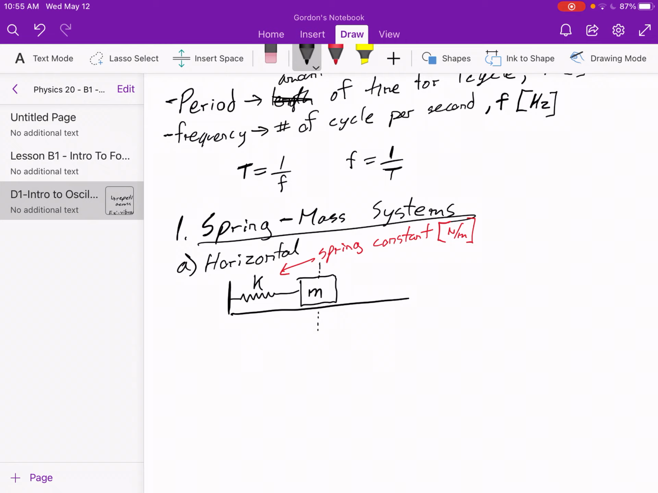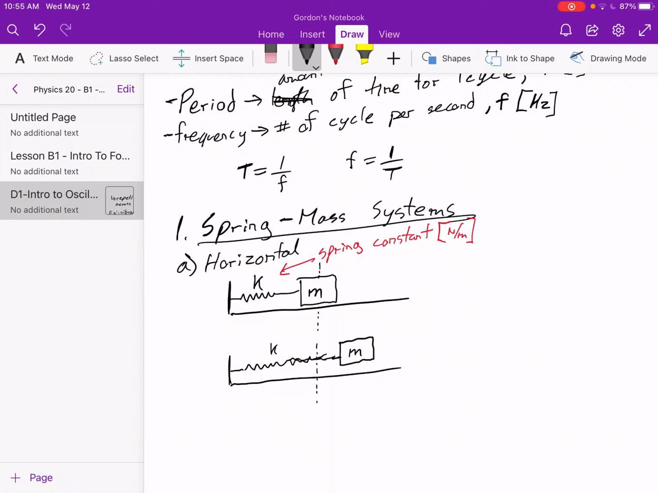So, like we said, once we let go of this system, it's just going to stay at its equilibrium point. So this is the position that it naturally comes to rest at. Well, what happens if we stretch the spring out? So let's say we've stretched the spring out here, and our mass is over here now instead. We still have the same spring constant, same mass. Our equilibrium point is still the same.